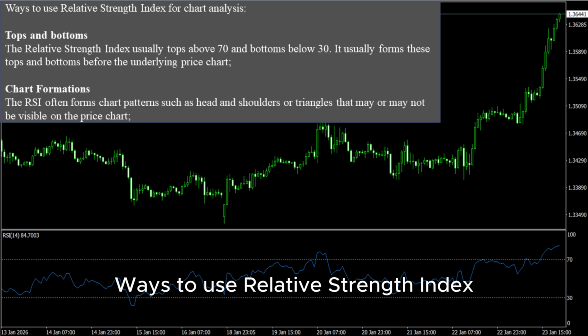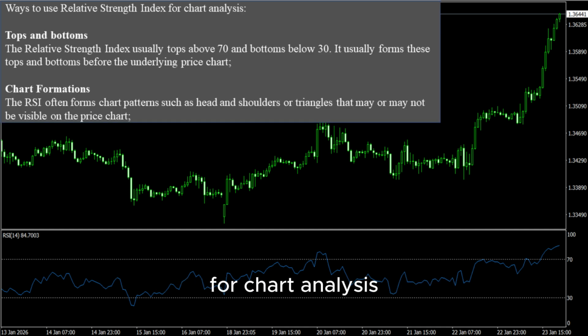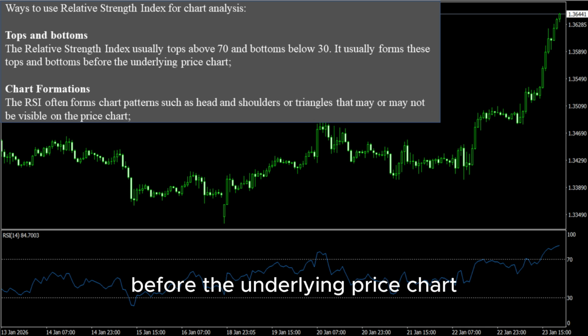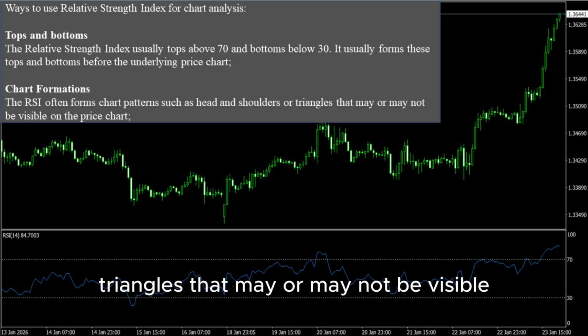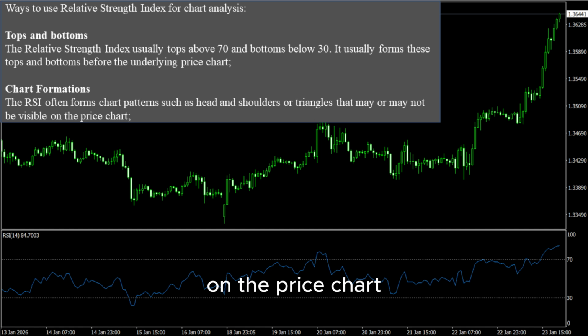Ways to use the Relative Strength Index for chart analysis: tops and bottoms. The Relative Strength Index usually tops above 70 and bottoms below 30. It usually forms these tops and bottoms before the underlying price chart. Chart formations. The RSI often forms chart patterns such as head and shoulders or triangles that may or may not be visible on the price chart.